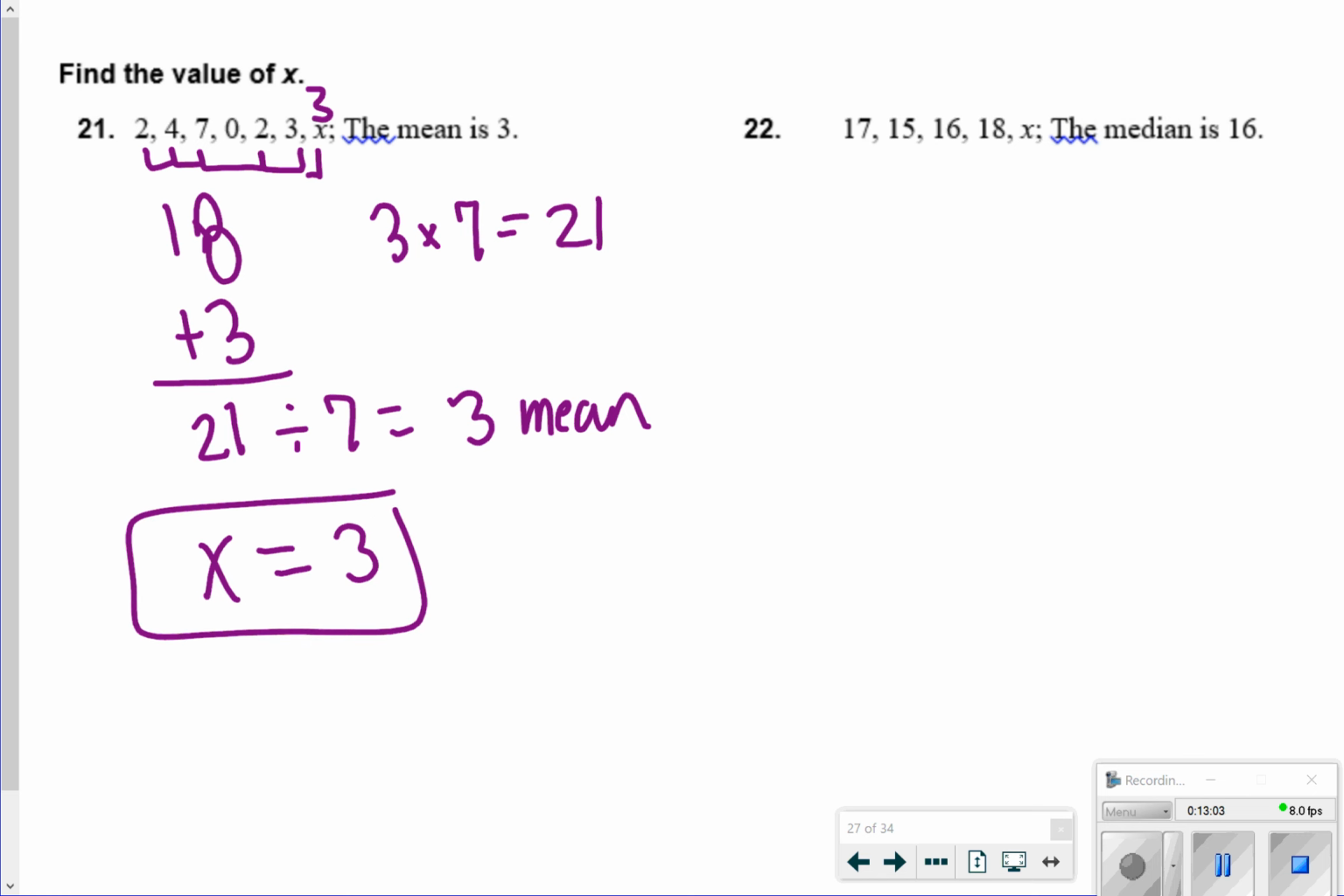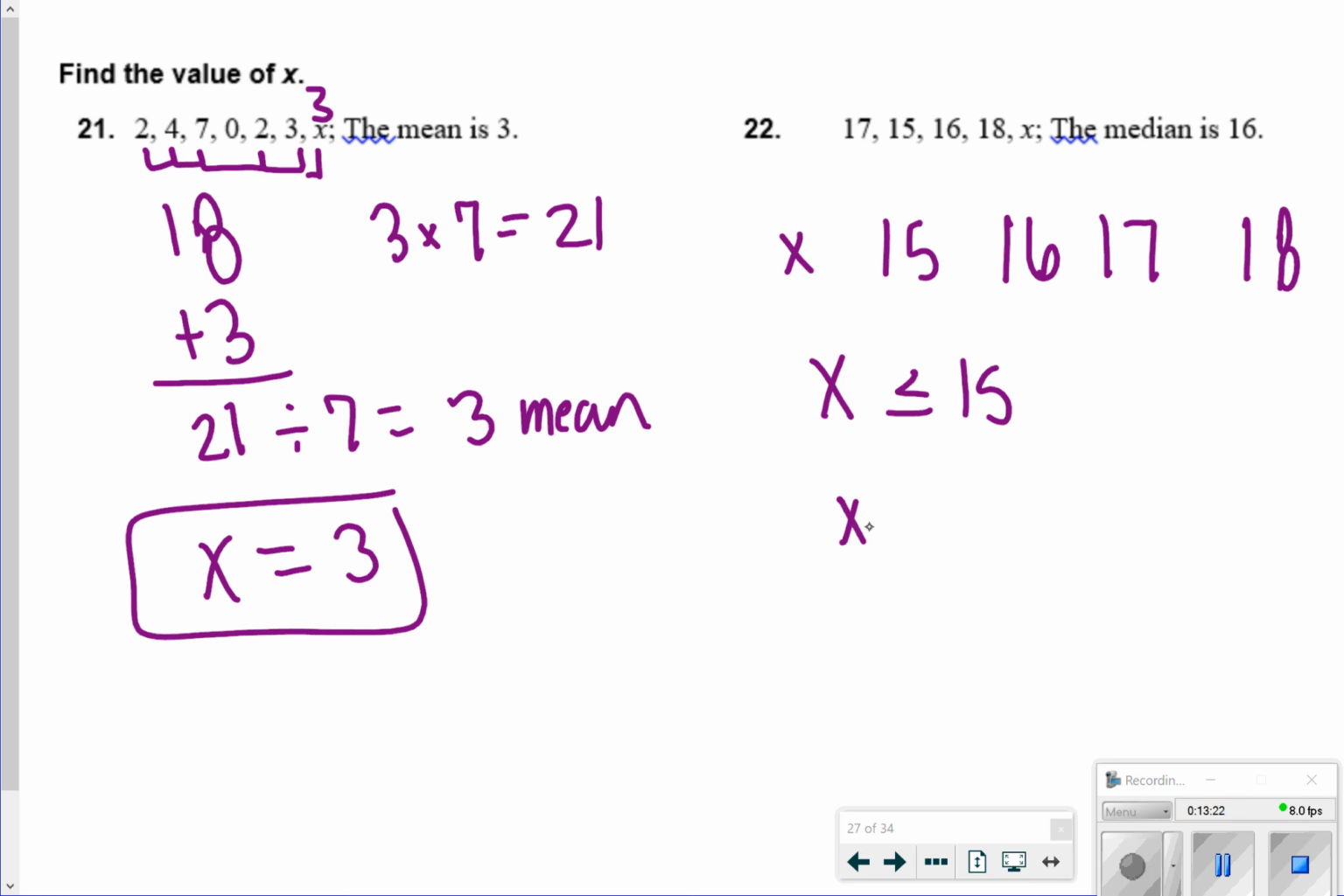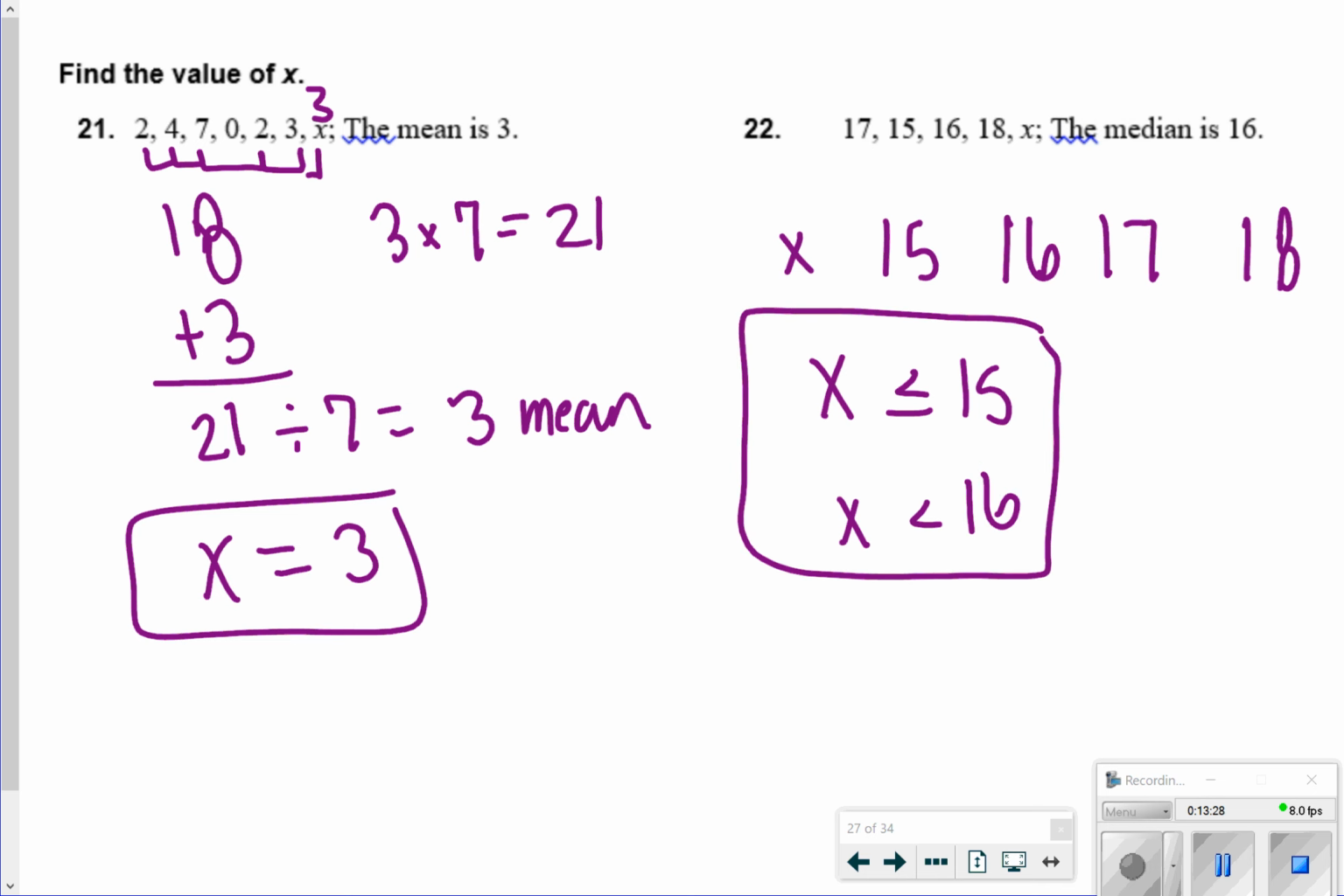For this one, the median is 16. So basically what I'm thinking is 16 has to be in the middle, 17 and 18 are going to be here, 15 is going to be here. So obviously x has to be something smaller than 16. So I would say x can be less than or equal to 15. Some of you might have said x could be less than 16. Both of these answers are the same. You just have to choose a number that's lower than 16.